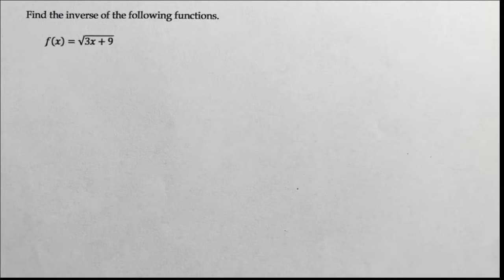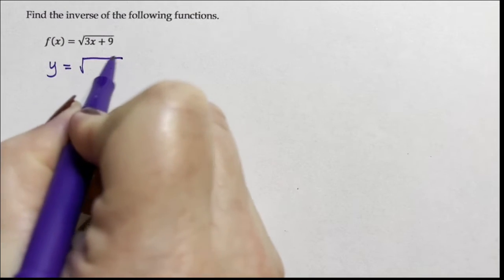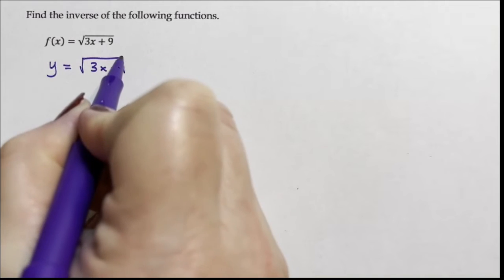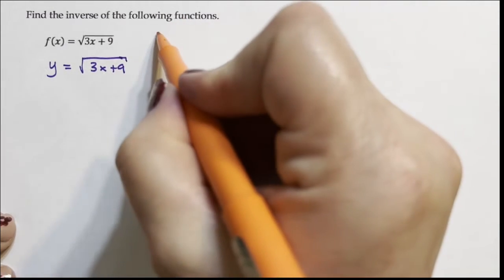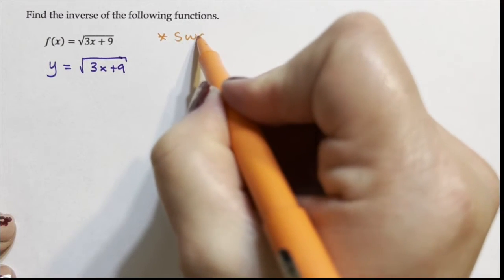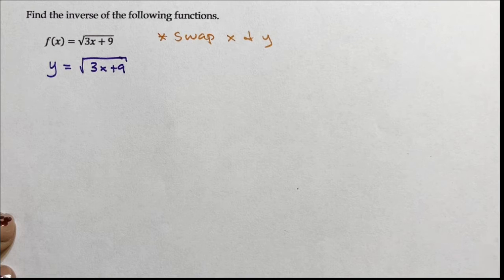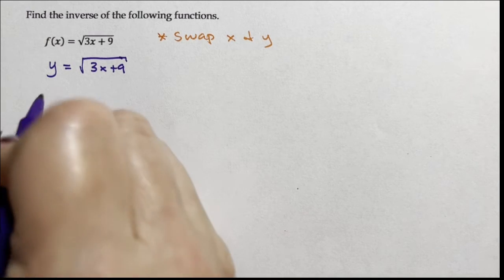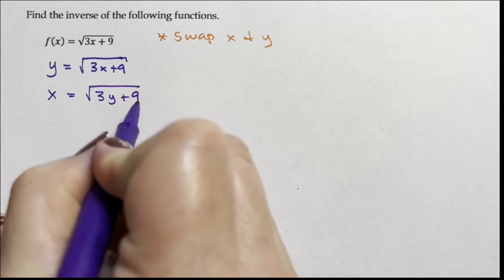Today I'm doing a series of videos on inverse functions. In this video, it says find the inverse of the following function. So I'm going to rewrite this as y equals the square root of 3x plus 9. And then probably my favorite thing to do is my first step, which is swap x and y before solving for y. So x equals the square root of 3y plus 9.